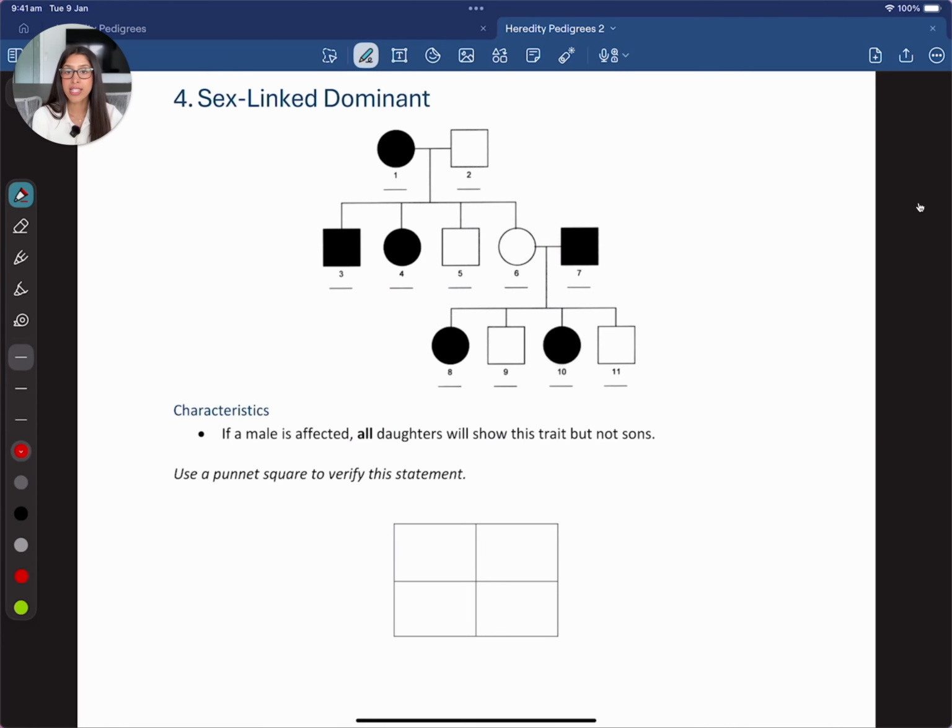And lastly, you've got sex-linked dominant conditions. So for sex-linked dominant conditions, it means an X with a capital R on top is the affected allele. Now, the main thing that will give it away if it's sex-linked dominant is that if a male is affected, then all daughters will show this trait, but not sons. So an affected male is going to have this genotype over here, and an affected daughter just needs to have one copy of that dominant allele. So they could either be homozygous or they could be heterozygous. But either way, they just need one copy of that R allele.